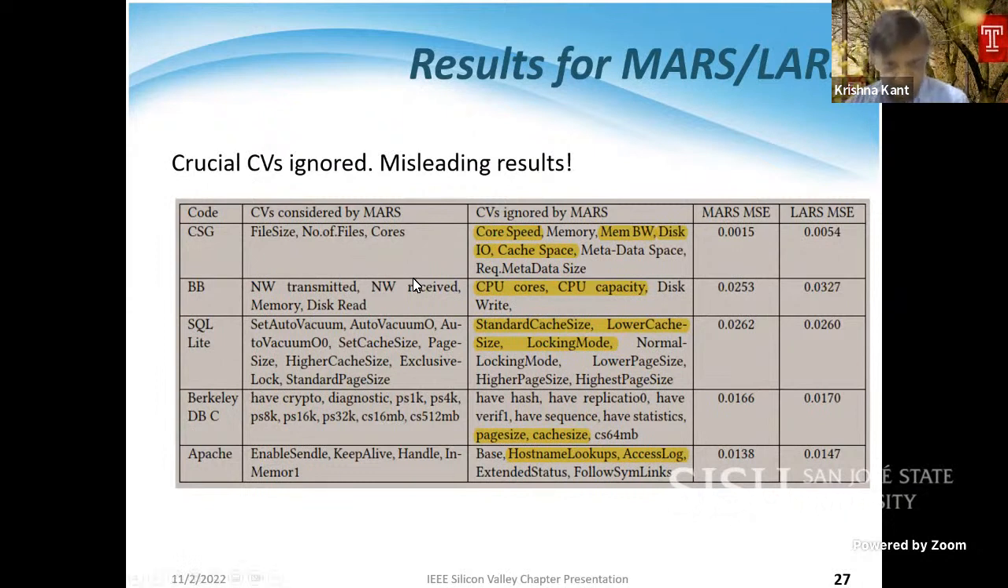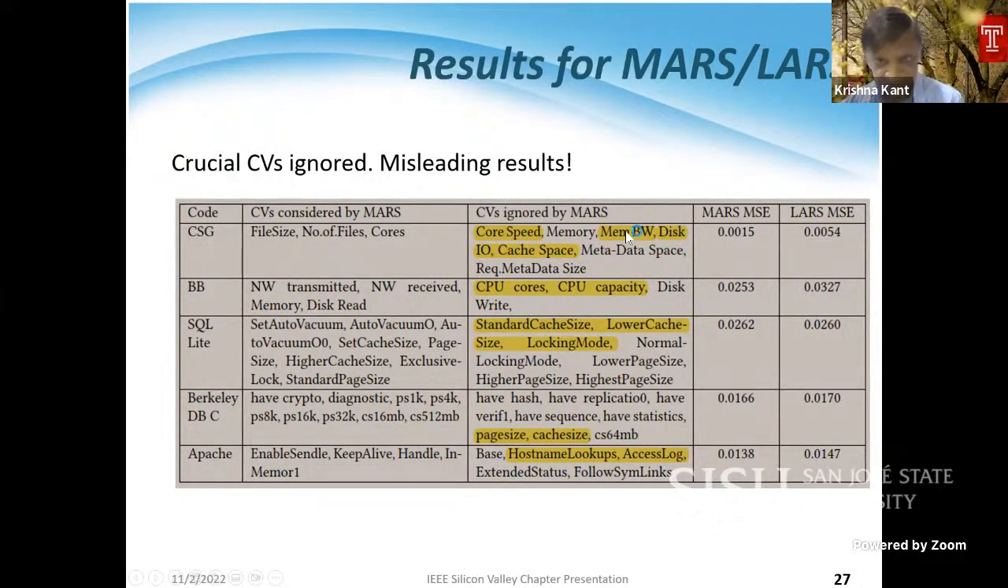We know, for example, that things like the number of CPU cores, the CPU capacity, or the cache size, some of these things should matter a lot. But what turns out is that if you run these algorithms, then they ignore some of these very crucial parameters. So for example, in case of CSG, it gives you a fit based entirely on the file size, the number of files, and the number of cores. It says that the core speed is not important.